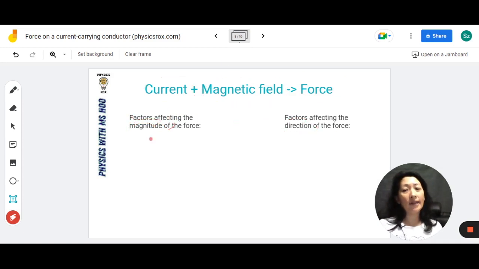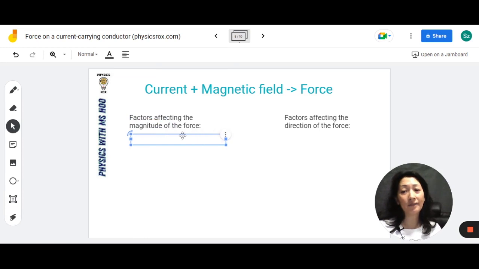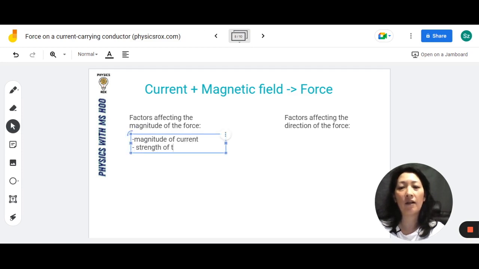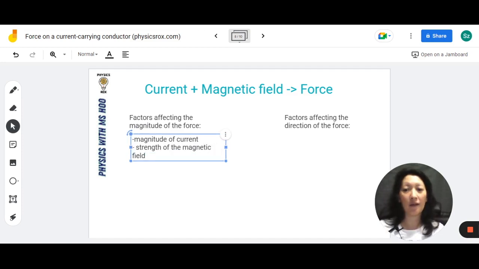So what affects the magnitude of the force? Obviously, the magnitude of the current, as well as the strength of the magnetic field. Obvious, right? If you're talking about magnitude.